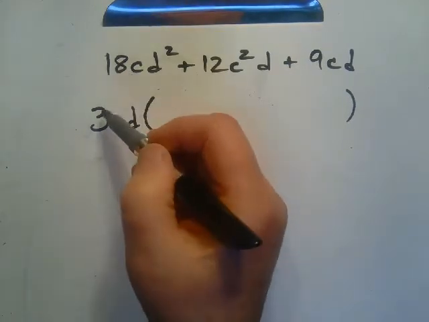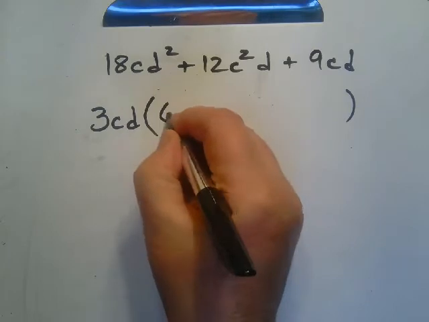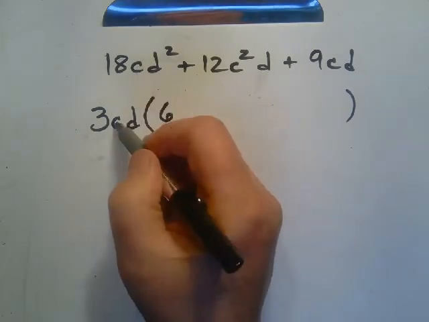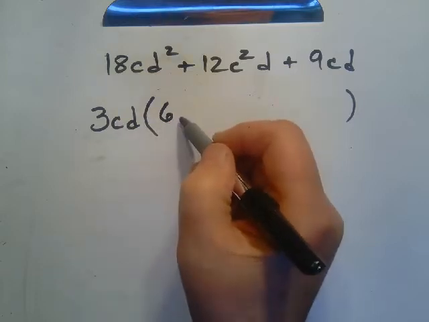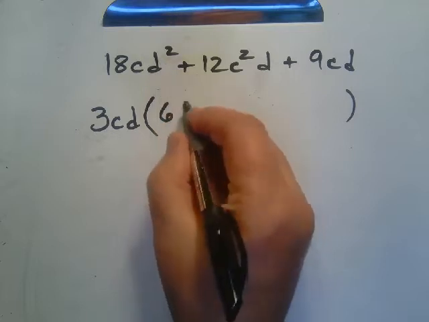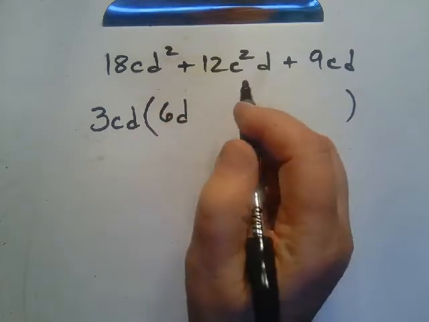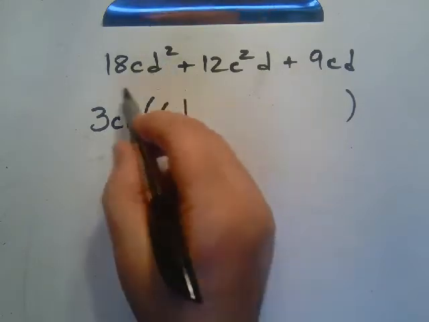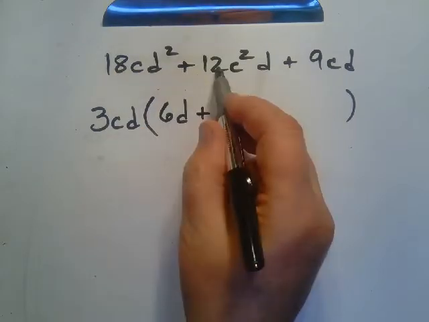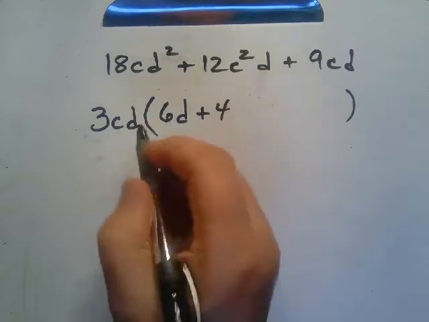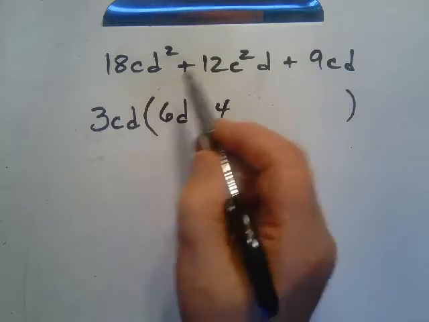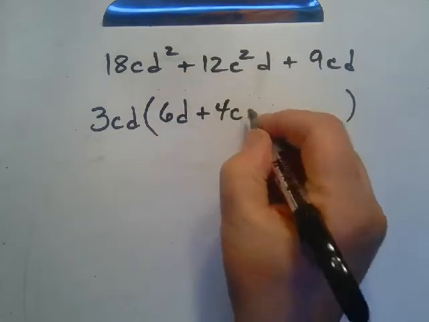Well, 18 divided by 3 is 6. If I took a C out, I've taken all the C's out, so there's nothing left inside. And if I take a D out, there's going to be one D left behind. Okay? That's all we can take out of the first one. Plus sign. Plus there. 3 goes into 12 4 times. If I take a C out, there's a C squared, and we can take out one of them. I have to leave one of them behind.